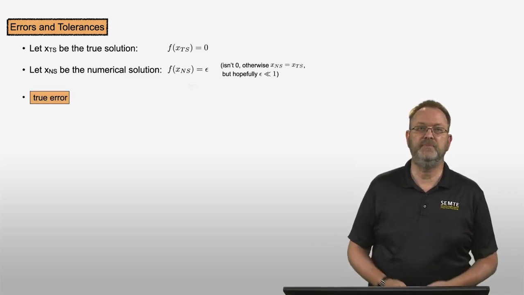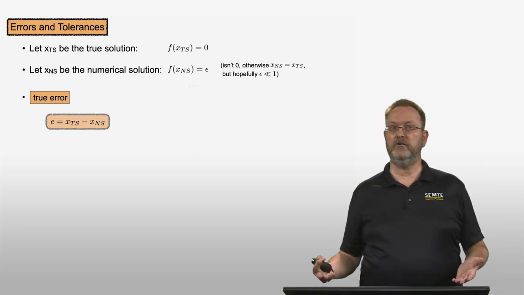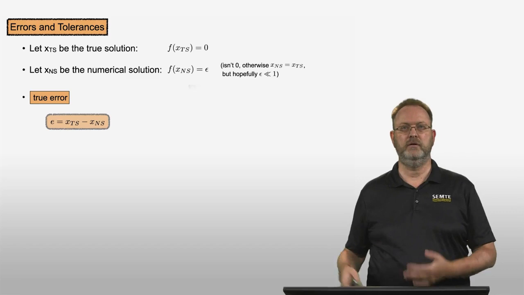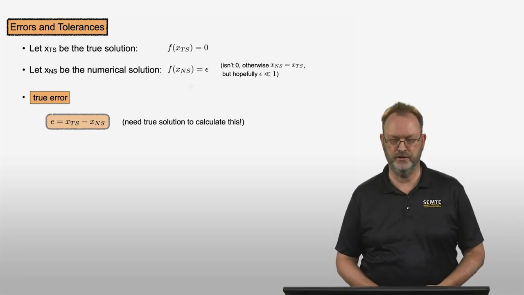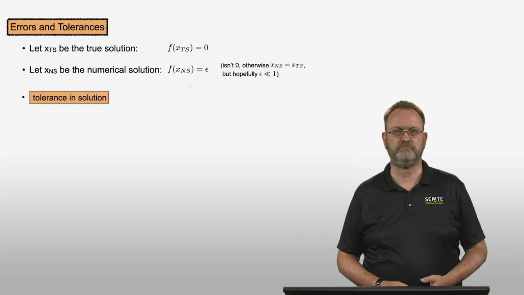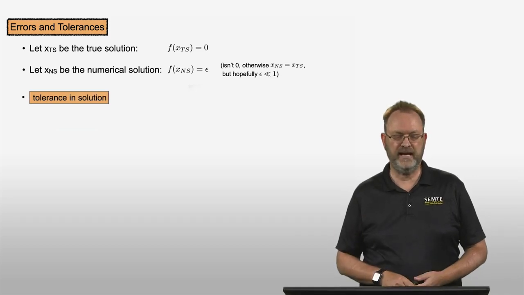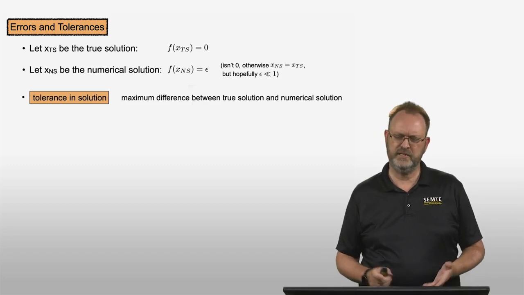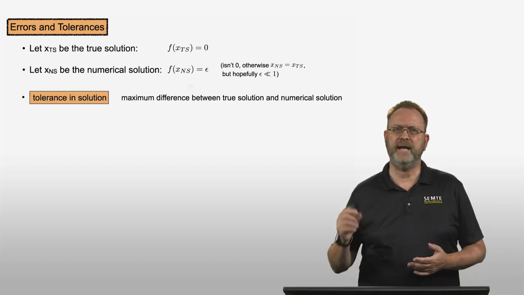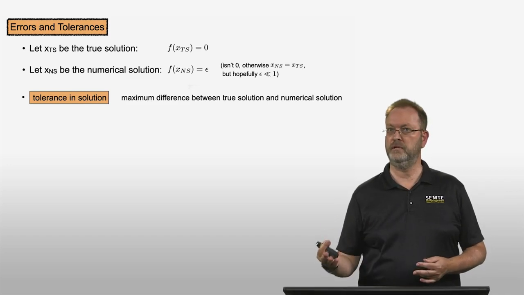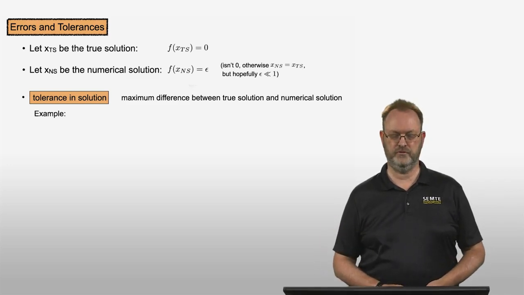So let's recap some definitions. First off, the true error for nonlinear equations is still the true solution minus the numerical solution, but we need the true solution to calculate this. The next quantity I want to look at is the tolerance in solution. So what's this? That's the maximum difference between the true solution and the numerical solution.